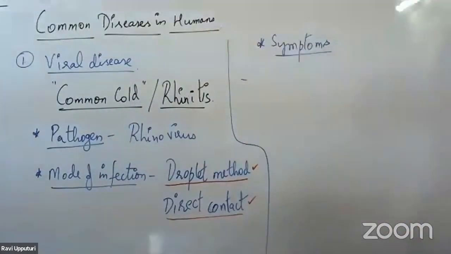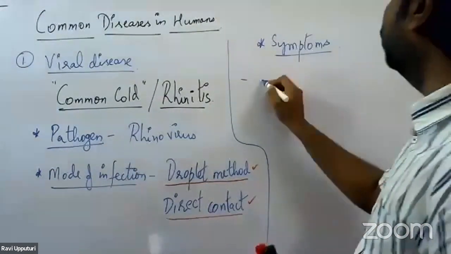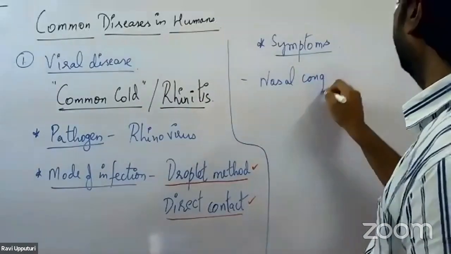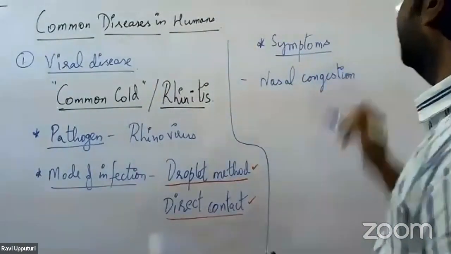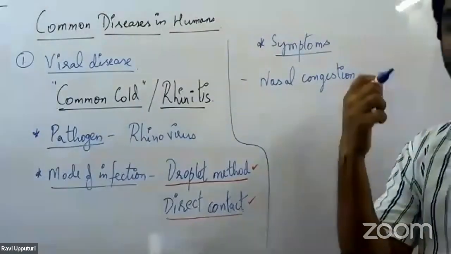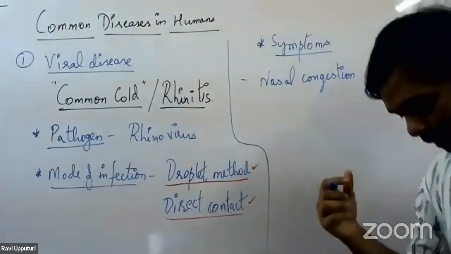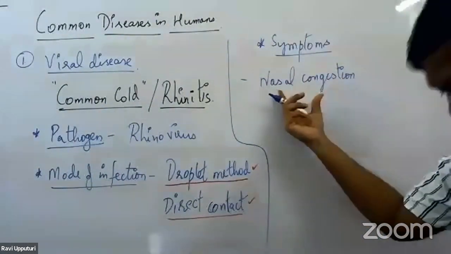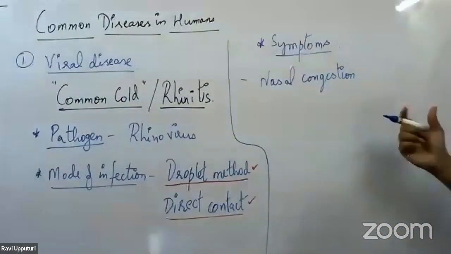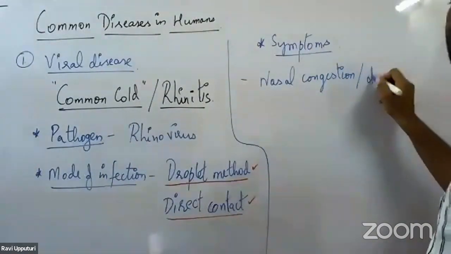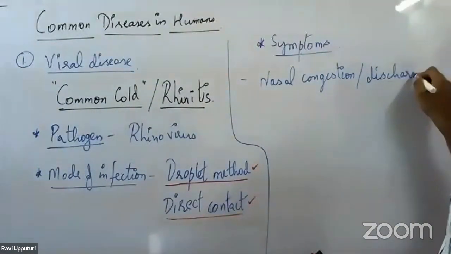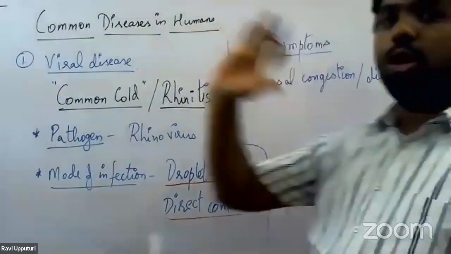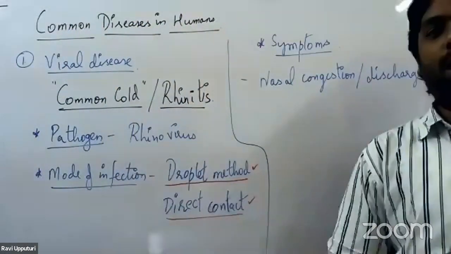With regards to common cold, first and foremost, there is nasal congestion. So what do we mean by nasal congestion? Blockage in the nasal cavity, or blockage in the nasal chamber, we start calling it nasal congestion. Nasal congestion followed by nasal discharge, right? So nasal congestion as well as nasal discharge, one of the most common symptoms that is associated with this common cold.